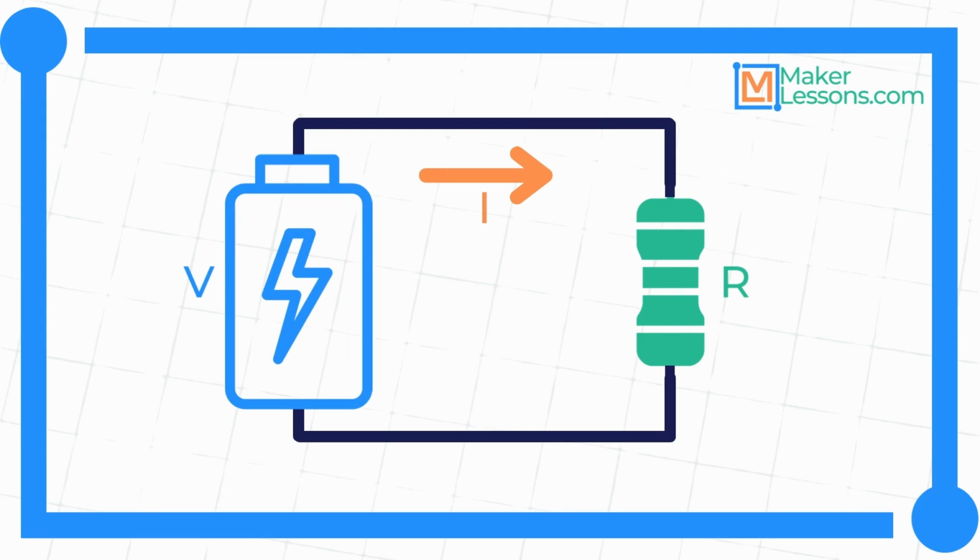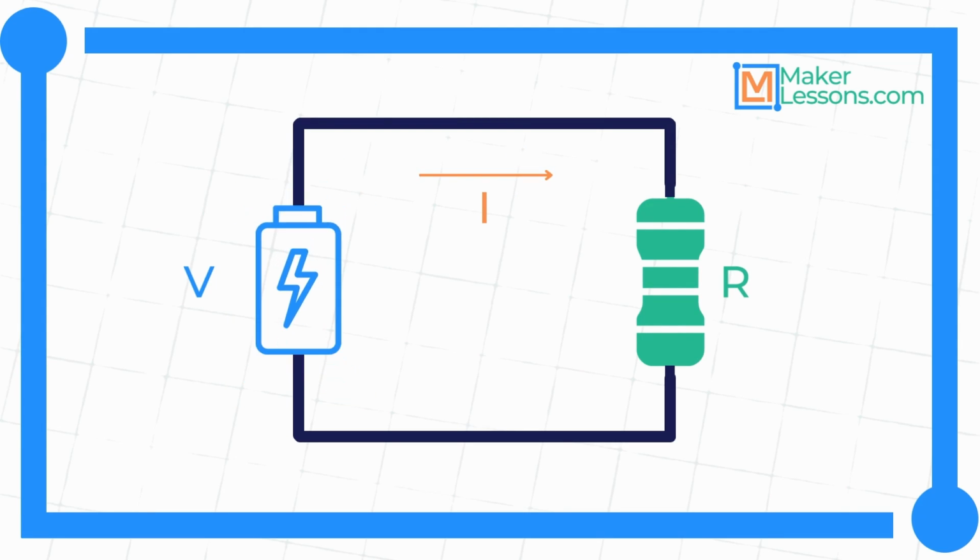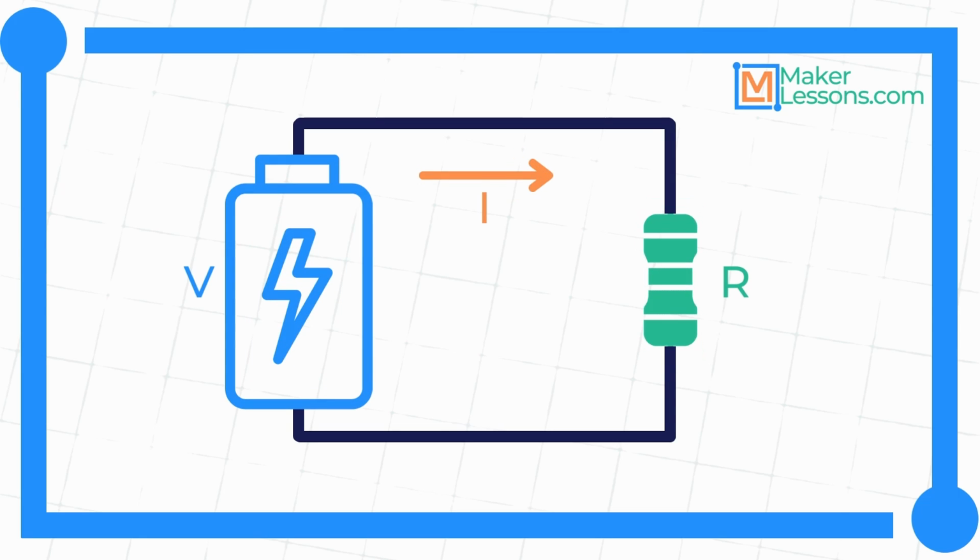As voltage changes and resistance stays the same, this means that current has to change proportionally. Likewise, as resistance changes and voltage stays the same, that means that current also has to change proportionally.